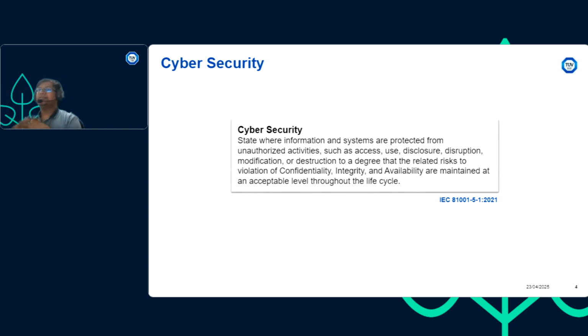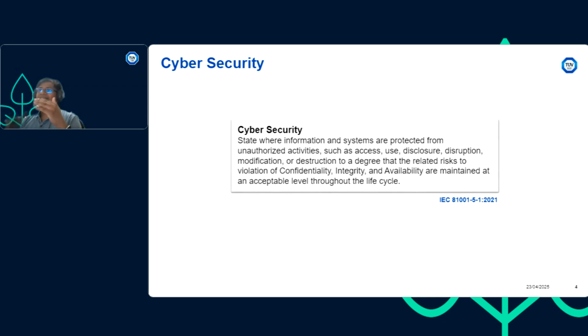Now, according to this standard, they put the definition in a little bit more detailed way. Obviously, on this slide I will read the definition, but for most of the remaining slides it will be discussions around it. So basically, cybersecurity means the state where information and systems are protected from unauthorized activities such as access, use, disclosure, disruption, modification, or destruction to a degree that is related to the risk of security violation, and confidentiality, integrity, and availability are maintained at an acceptable level throughout the life cycle.